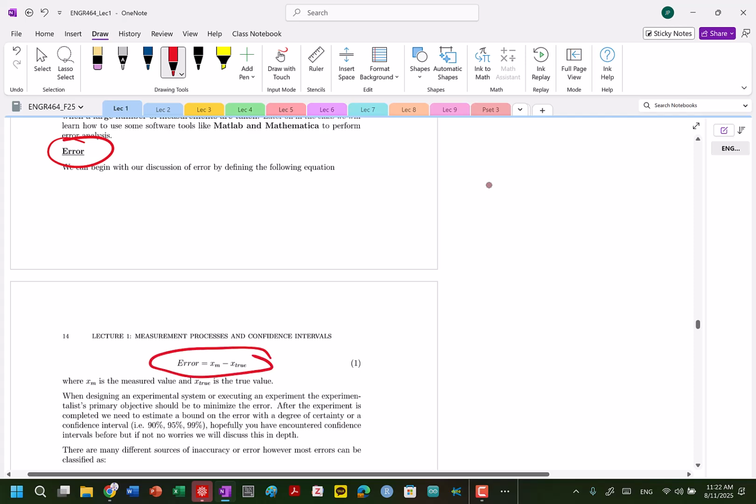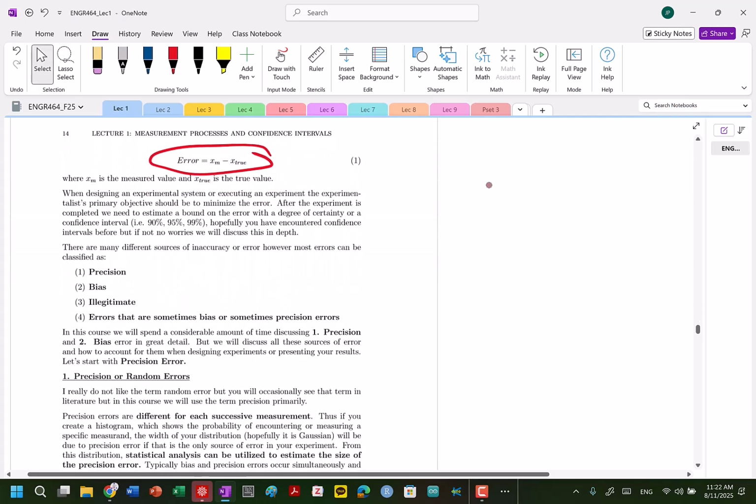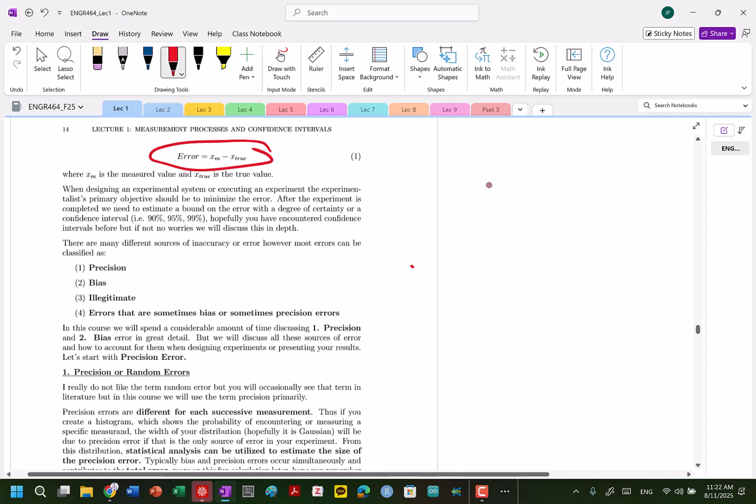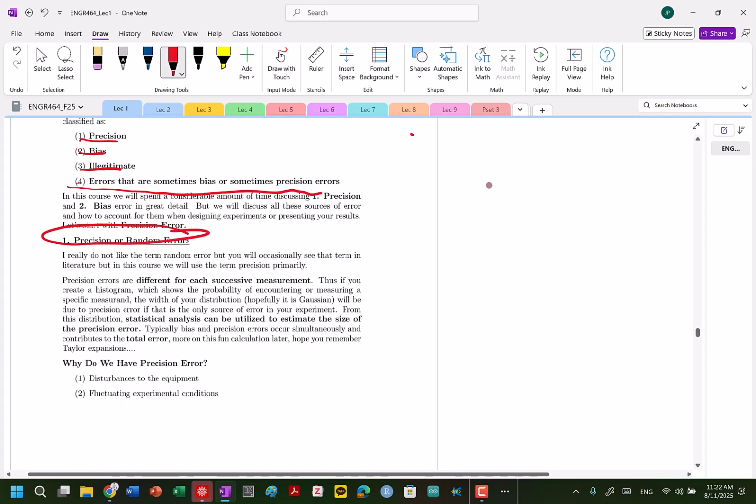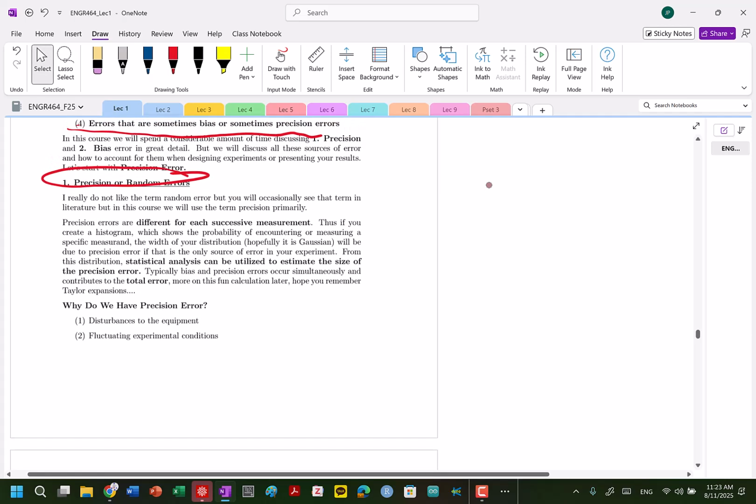Basically, although we just said we're not going to do measure minus true, this is kind of the rough idea. But there are multiple different types of error: precision error, bias error, illegitimate error, and errors that are sometimes bias, sometimes precision. So precision error will have basically a distribution. Sometimes it's called random error. I don't like that terminology. So precision error is the one we're going to use most often. You can say stochastic error, but basically you can imagine precision error is like disturbances or fluctuations to the equipment.